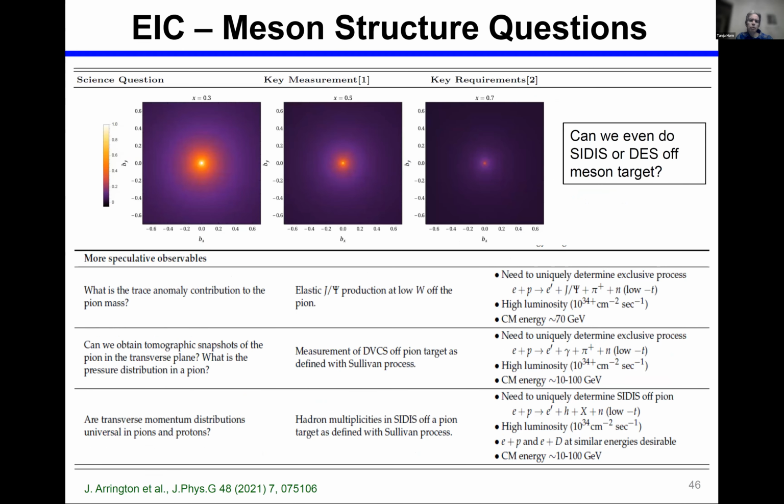Then, of course, there are a couple of more speculative observables, as you see here. So what is the trace anomaly contribution to the pion mass? Can we obtain tomographic snapshots of the pion in the transverse plane, so basically measuring the pion GPD, and also the transverse momentum distributions, universal in pions and protons? So these questions, of course, are also being investigated, some a little bit more than others. In fact, there's a lot of activity on DVCS off the pion target going on from our theory colleagues in the group. And of course, we're always looking forward to having some exciting new results this year.